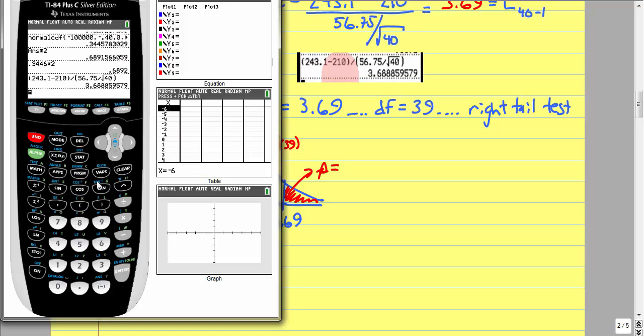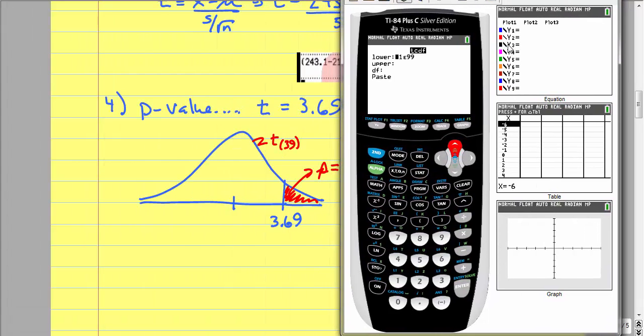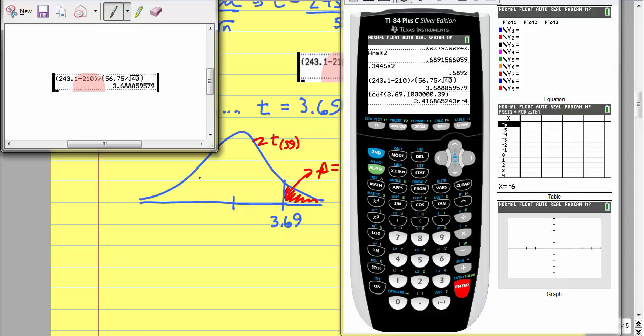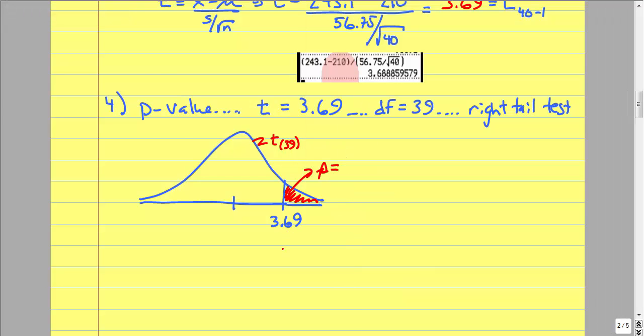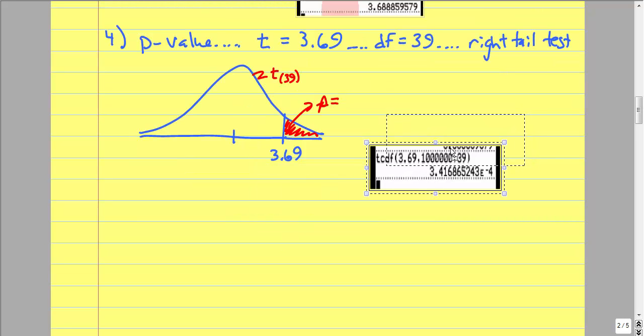So let's go ahead and open up the calculator, do second DISTR, and we're going to go TCDF, which is option 6. Now our lower, if we look at our picture here, is 3.69. Our upper is just some very large value, like 100,000, some positive value. I think I have a million there, but we'll use a million, see if it'll take it. Degrees of freedom will be 39. And I get a very small number. This is in scientific notation. And so we'll have to convert that to our decimal form.